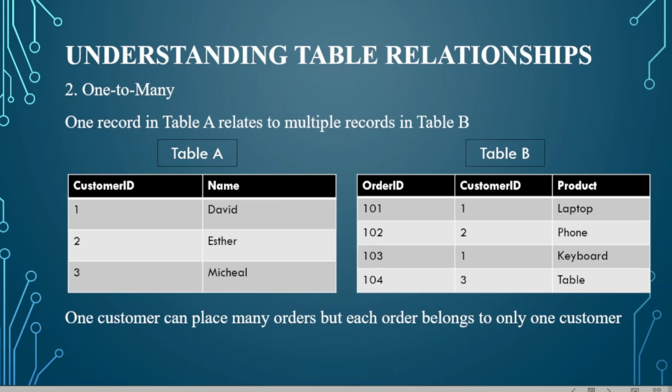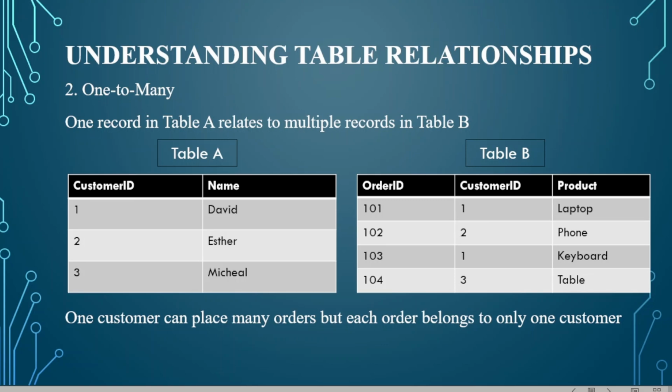Now the second table relationship we have is one-to-many. So one record in table A will relate to multiple records in table B. We have table A, which contains customers' names, and we have table B that contains information about orders.